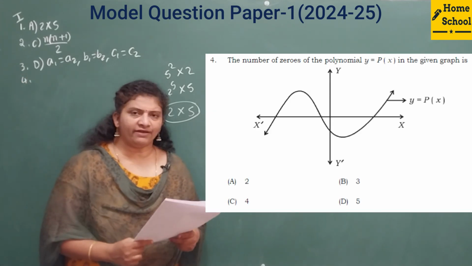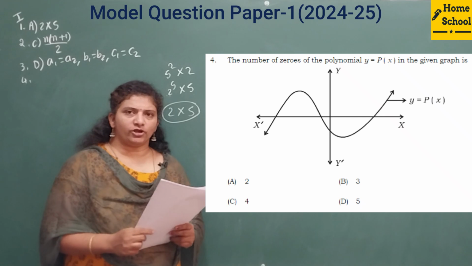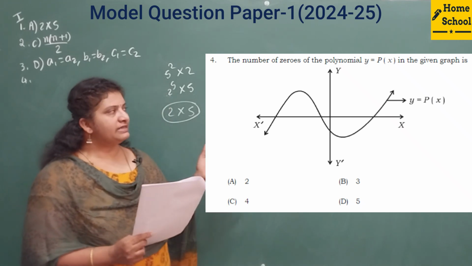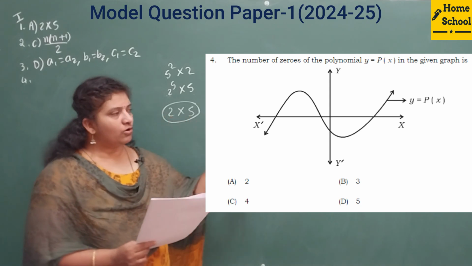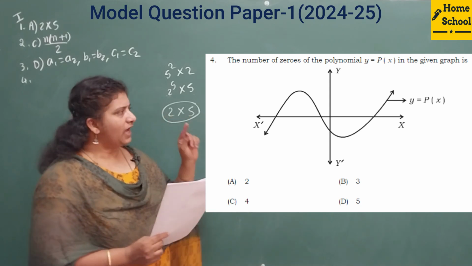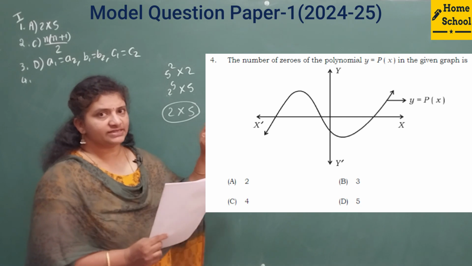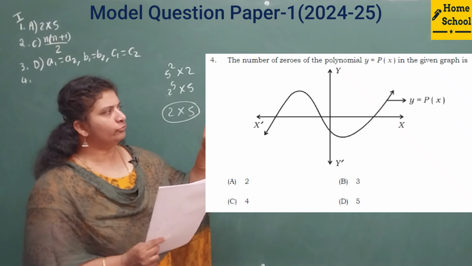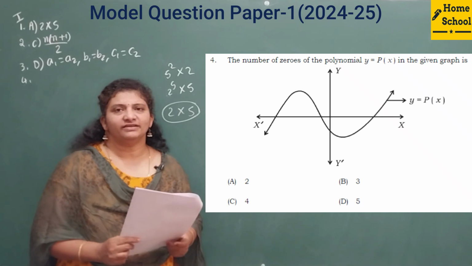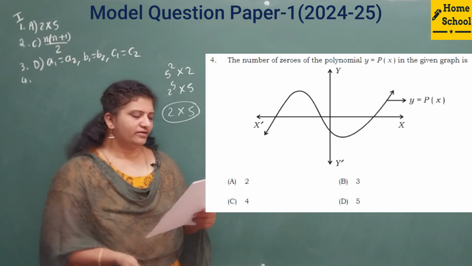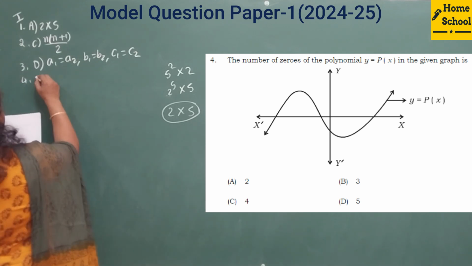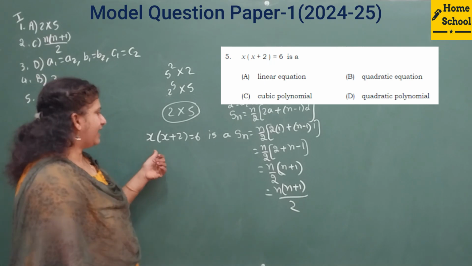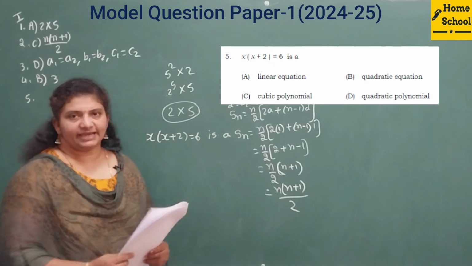See the fourth one, graph. The number of zeros of the polynomial y is equal to p of x in the given graph is. See the graph. Observe only x-axis. At how many points the graph is intersecting x-axis? Start counting. 1, 2, 3. So your answer is the number of zeros are 3. So search for the option here. Option B, 3.